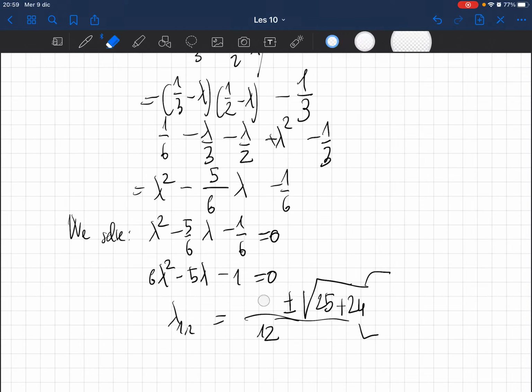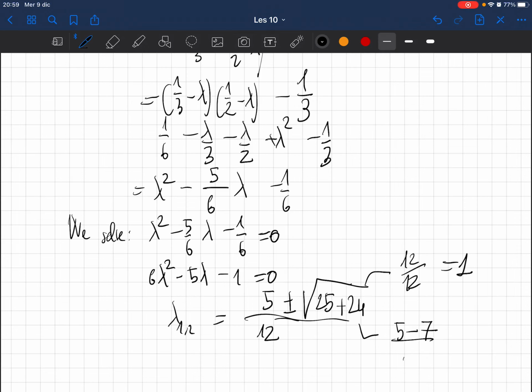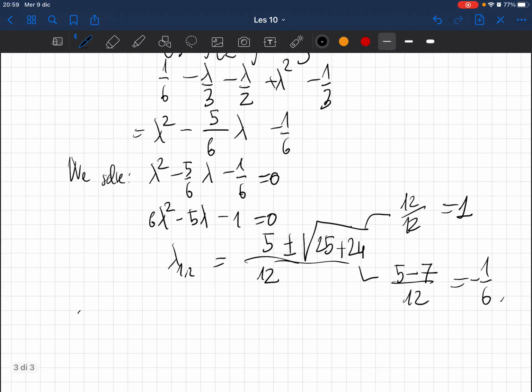Yes, now it's okay. So it should be fine. One solution is 12 over 12, which is 1, and the other is 5 minus 7 over 12, which is minus 1/6. Okay, that's correct. So we have lambda 1 equal to 1, and lambda 2 equal to minus 1/6. Okay, very good.